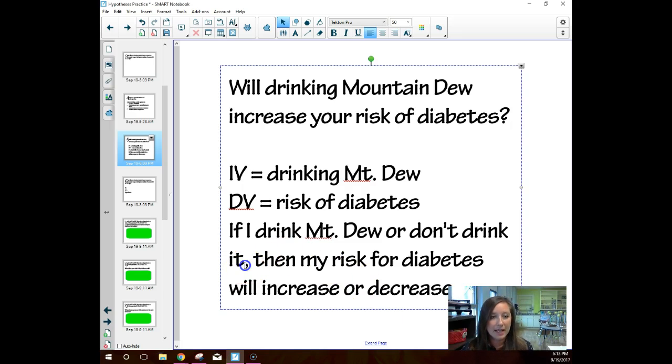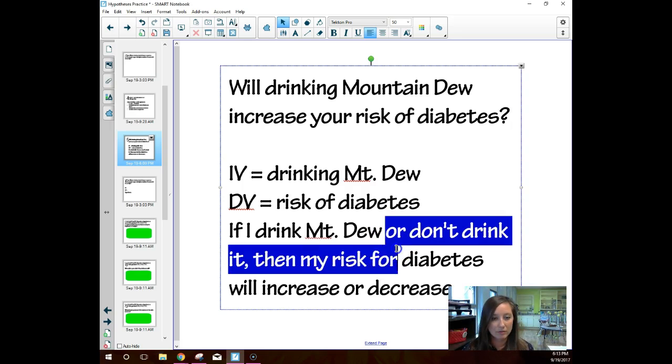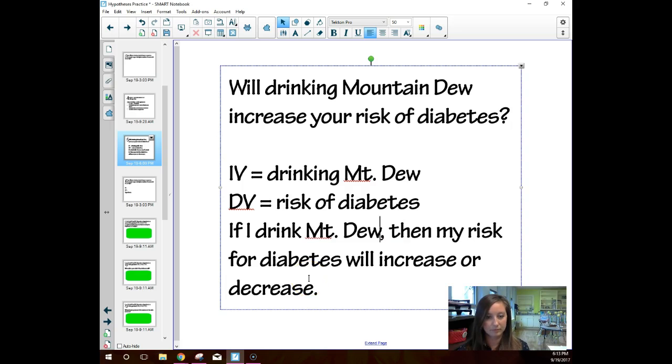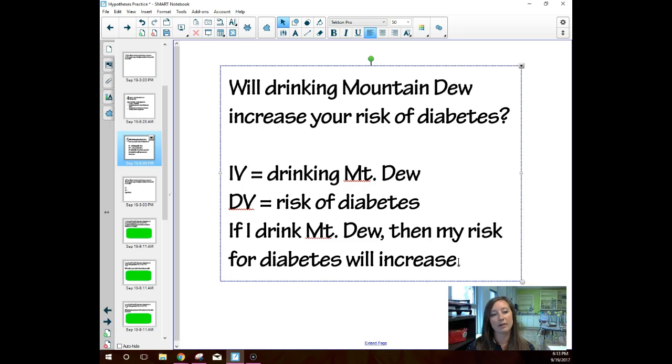So I'm going to choose. I'm testing Mountain Dew because I really think that drinking a lot of Mountain Dew is going to increase my risk of diabetes. So I'm going to take out "or don't drink it." And then I have to choose. If I drink Mountain Dew, do I think that my risk for diabetes will go down? Or do I think that my risk for diabetes will increase? And so I'm going to choose increase because that's what I think. So this is one way that you can write a hypothesis. Somebody else might write decrease, maybe if they think that drinking Mountain Dew will decrease the risk for diabetes.